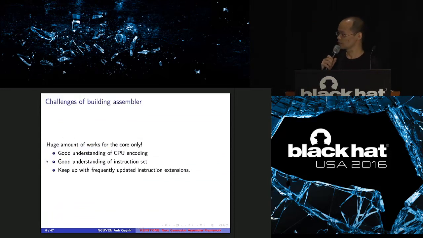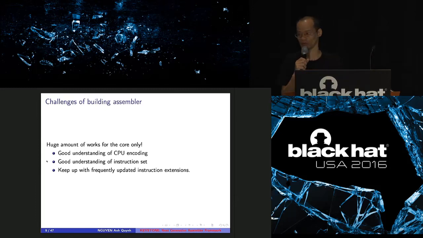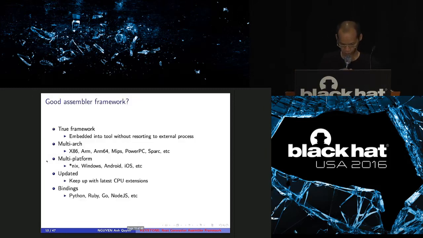Too bad, building a new assembler is a lot of work. You need to have a good understanding of CPU encoding. You need to understand all the instruction set of the CPU. And you need to keep up with the frequently updated instructions, because CPU vendors frequently add new instructions from time to time. It's not easy to keep up with that.